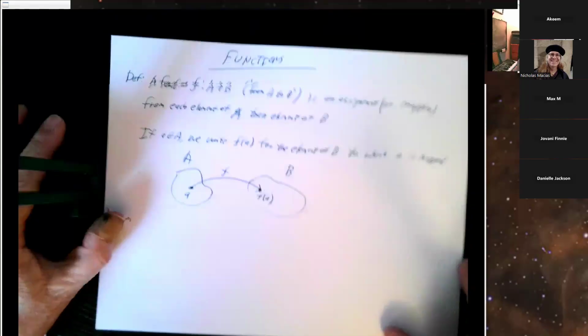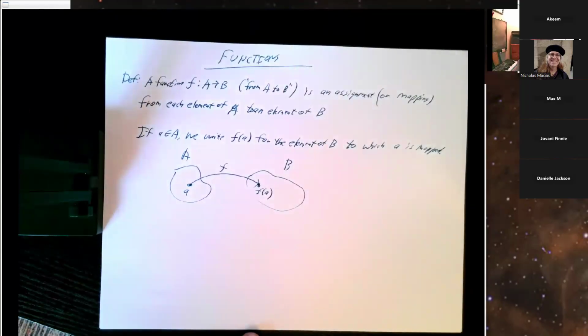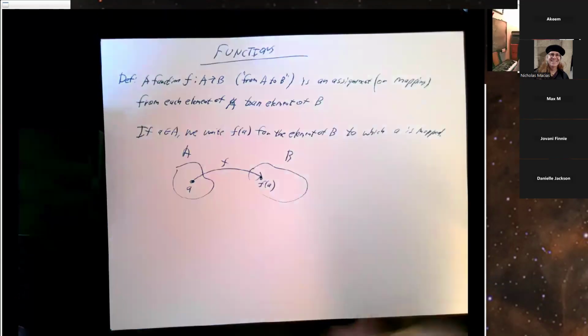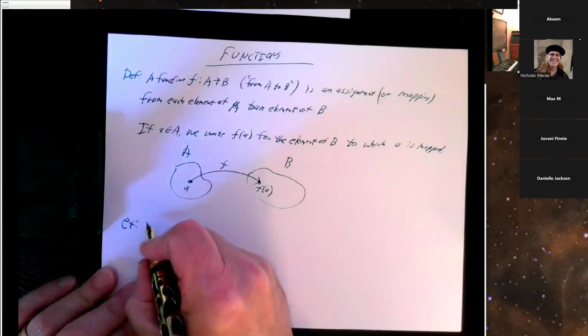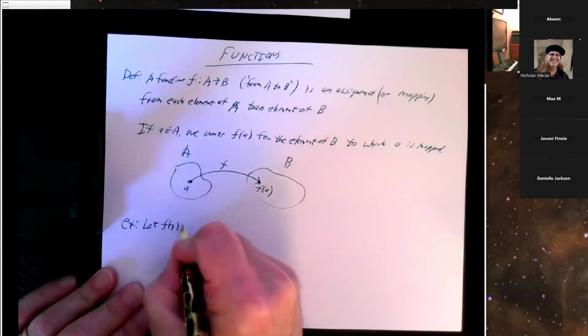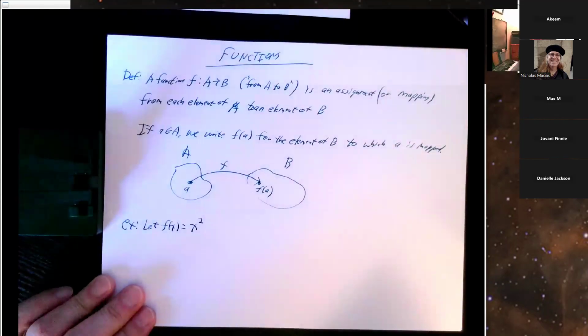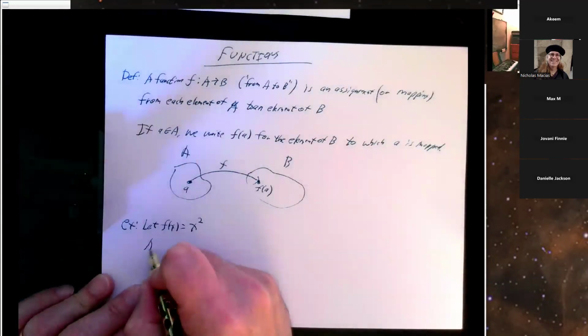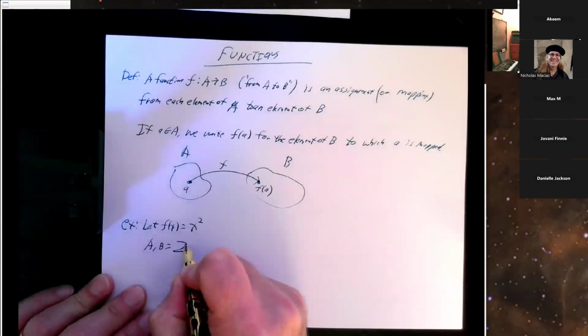And we can describe functions a number of ways. We could do it as a mathematical expression. We could do it with a picture. We could describe it in words. We could describe it in a C program, right? So for example, let f of x just be equal to x squared. And suppose A and B are each the set of integers.